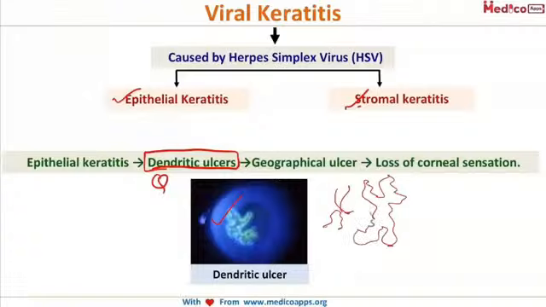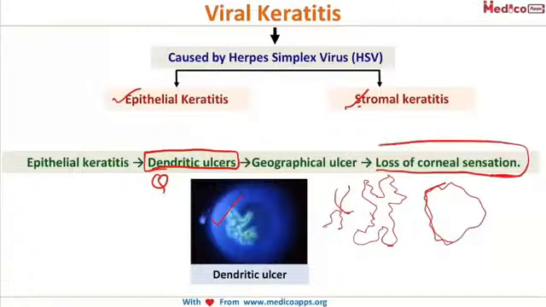This branching dendritic ulcer further progresses into a geographical ulcer. That is, most of it becomes like the map of a country, then ultimately resulting in loss of corneal sensation. This is an important clinical feature. Whenever you suspect a viral corneal ulcer, you can just touch the patient's cornea with a wisp of cotton. In the normal eye, the corneal sensations will be preserved. He will blink his eye. However, this is absent in the eye with the herpes keratitis.